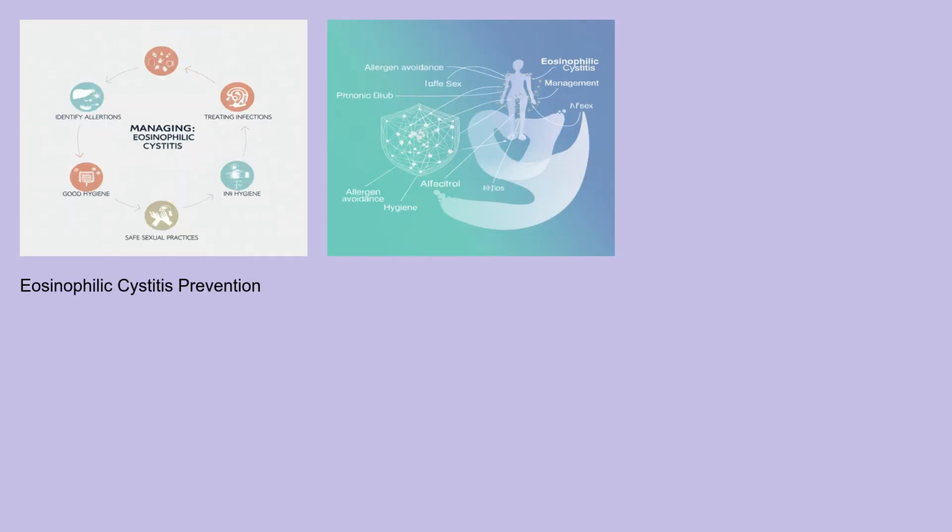As the exact cause of eosinophilic cystitis is often unknown, prevention strategies are limited. However, identifying and avoiding potential allergens or triggers can be helpful. Managing underlying medical conditions and promptly treating infections may also reduce the risk. Maintaining good hygiene and practicing safe sexual practices can help prevent infections that may contribute to the condition.